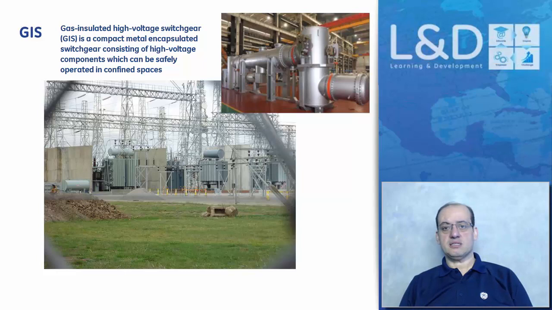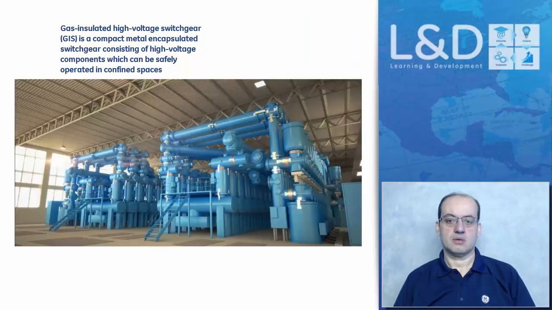It has excellent interruption properties, so it can extinguish the arc utilizing both mechanisms for energy. It can break the fault at very high loads. So from that perspective, it's considered to be much more reliable for interruption of faults. We're going to display a quick video about how the GIS works.